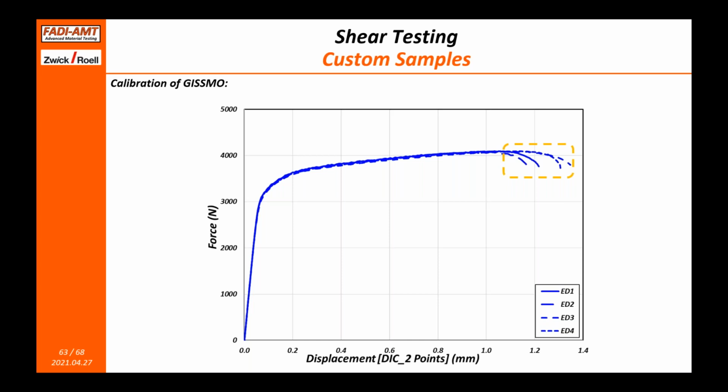And this is an example of a series of shear tests that were performed on the same material, just repeated 4 or 5 times. And you can see just from the raw data, the force displacement data, that we had such a deviation that this would play a much bigger role in defining the accuracy of your GISSMO calibration process.